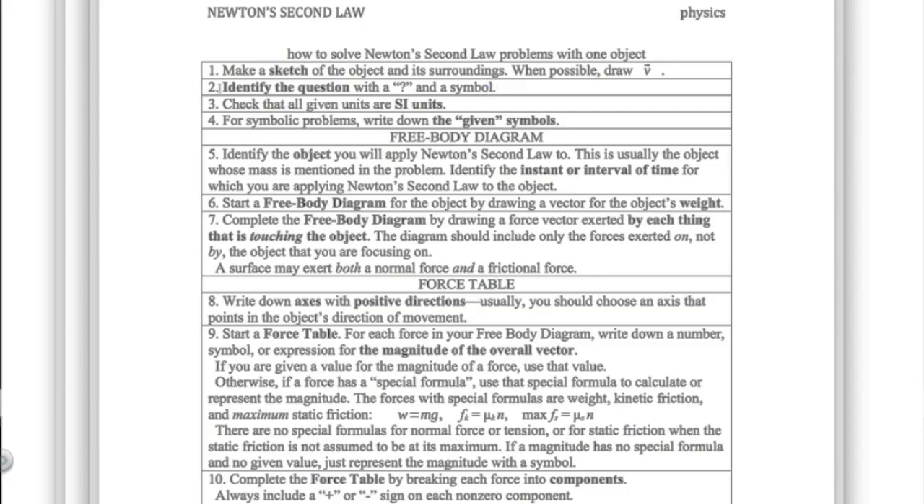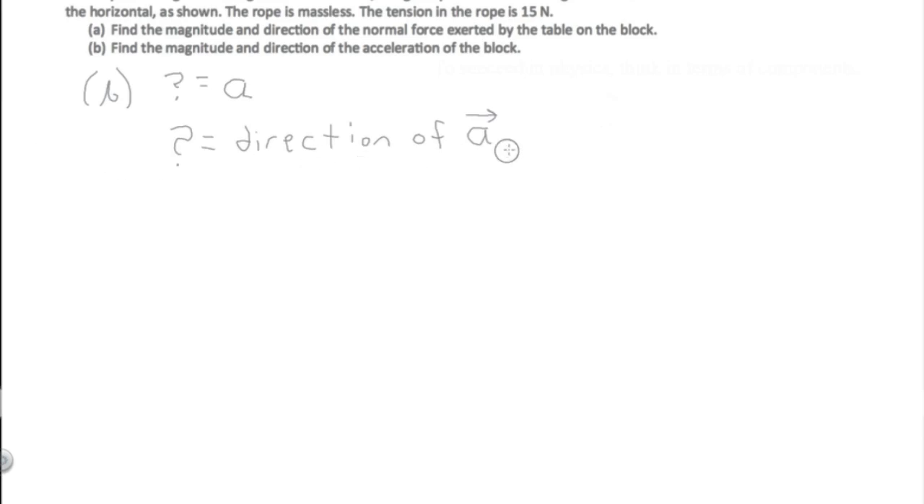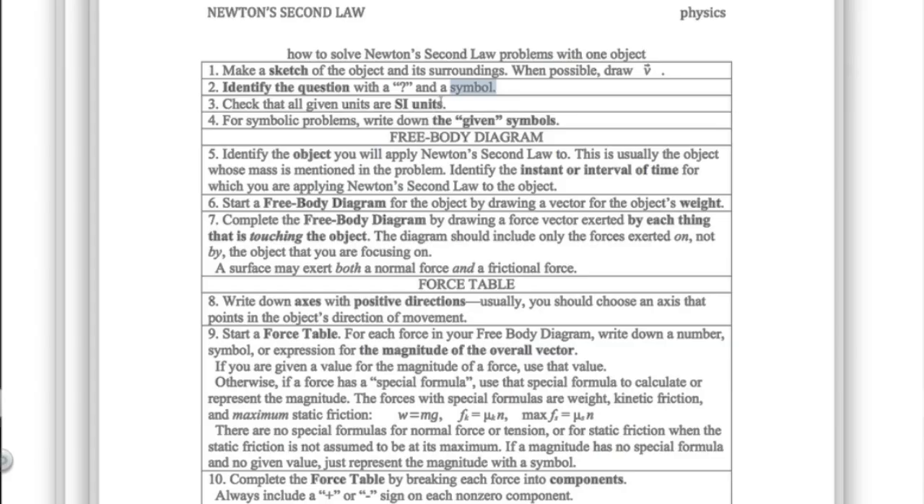So we went back and completed this step for part B. We wrote down a question mark and we wrote down a symbol or a combination of words in a symbol to identify the question. You should actually write down the question mark and actually write down exactly how you're identifying that question for each physics problem that you attack.